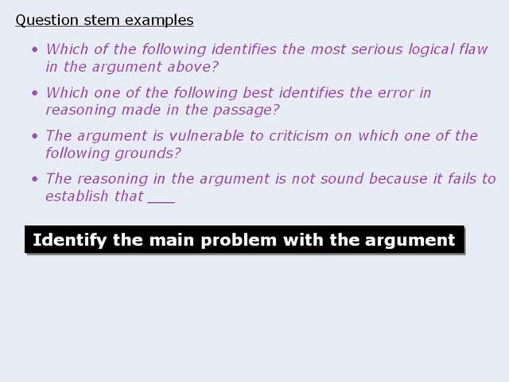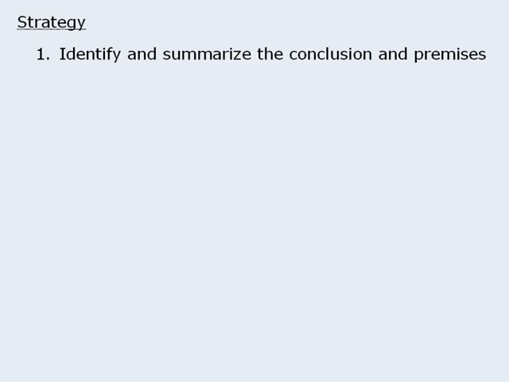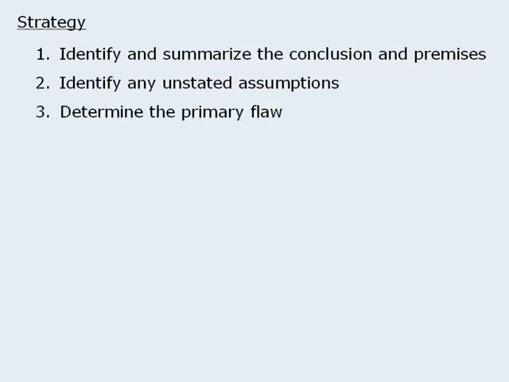Okay, so now that we know how to recognize flawed argument questions, let's learn how to tackle them. The first step is to identify and summarize the conclusion and the premises. Next, once we have reduced the entire argument to a handful of words, we should try to identify any unstated assumptions. This is a useful step, since the argument may contain a flaw in one of the underlying assumptions. Next, determine the argument's primary flaw. In a moment, we'll examine some common flaws to watch out for.